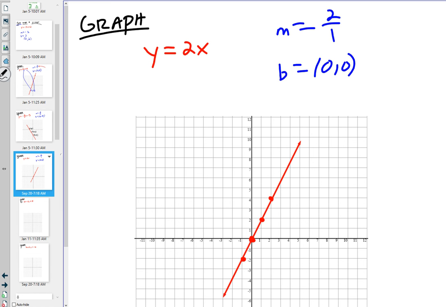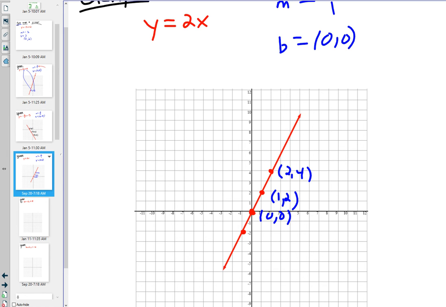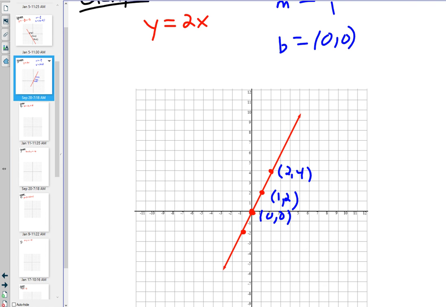It'd be a good idea to label your points. So like this is 1, 2, this is 0, 0. Alright, let's do 5 more. Got 10 minutes.